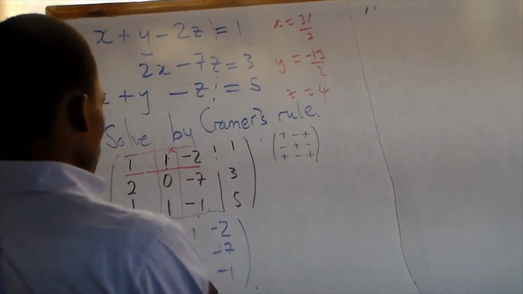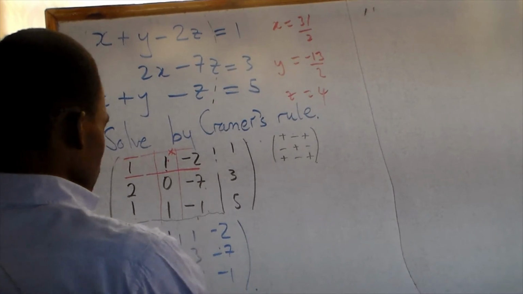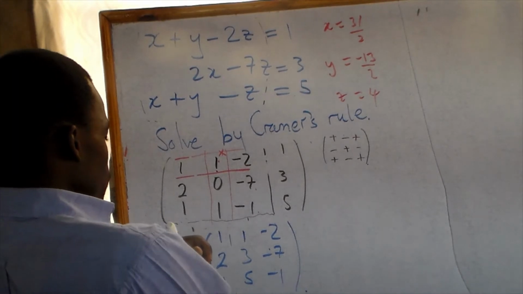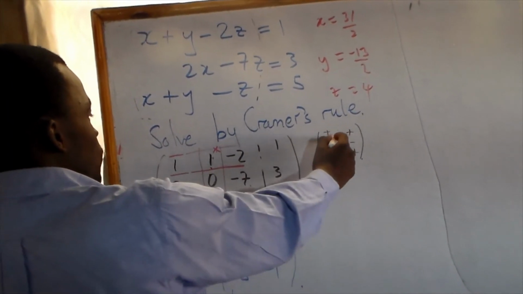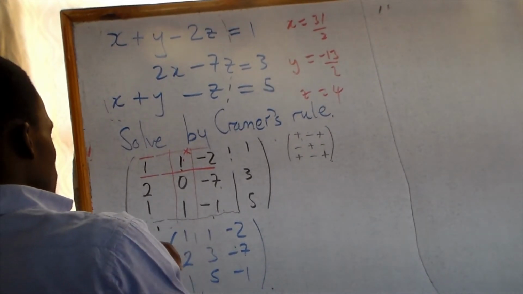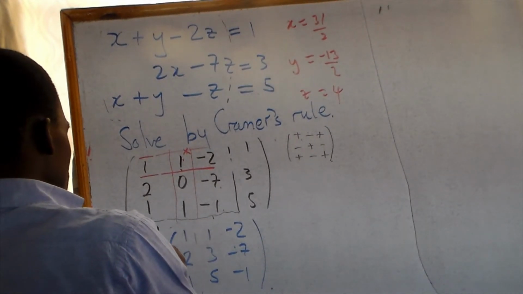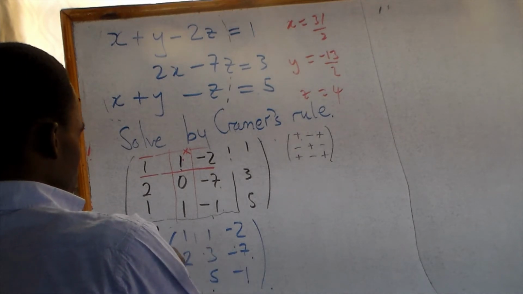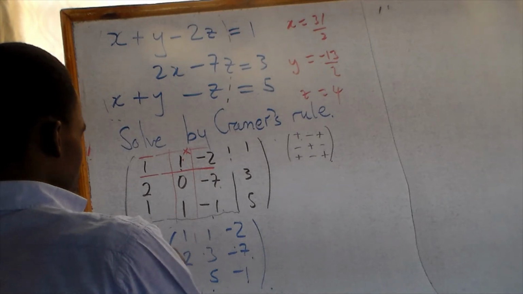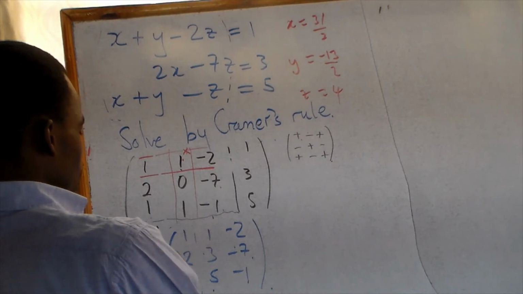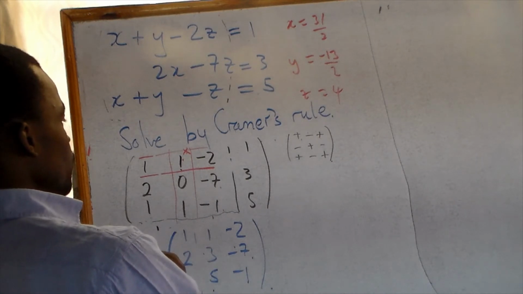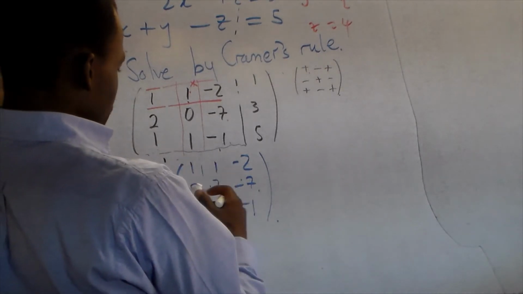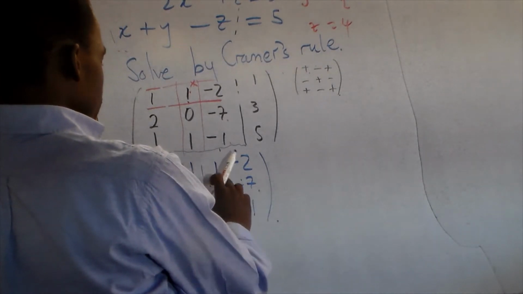So I'm going to use this column, the minus of 1 and 2 and 1, to find the determinant, taking use of this sign matrix. Then the minor of minus 1: minus 1, 3, minus 7, 5, and minus 1. Then the minor of 2, deleting the row and deleting the column.